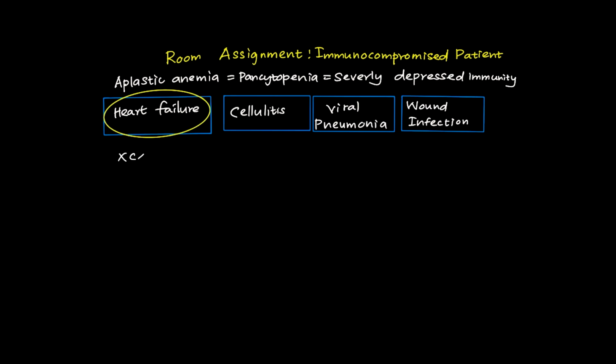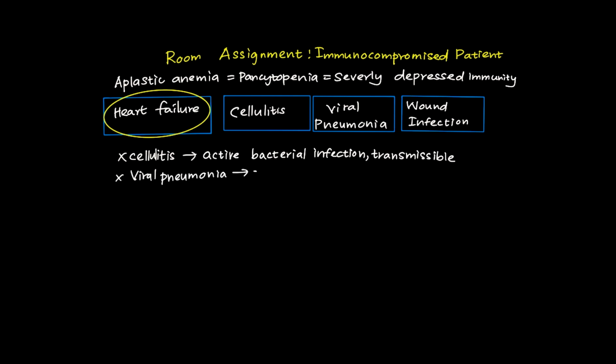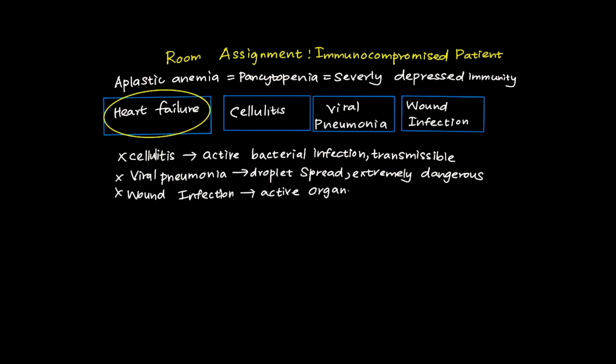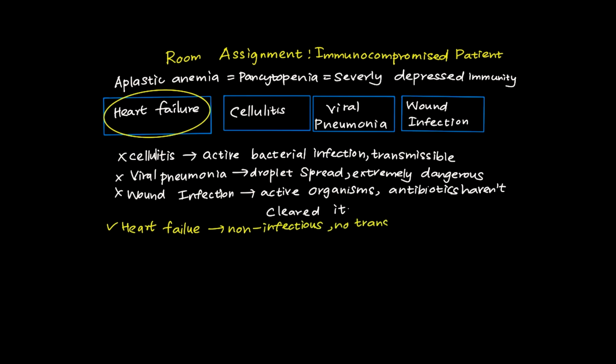Now look at the other options. Bacterial cellulitis is an active skin infection. Bacteria could spread to your immunocompromised patient, even with precautions. Viral pneumonia is a respiratory infection spread through droplets, and putting a neutropenic patient in the same room as someone coughing up virus particles is asking for disaster. A patient on antibiotics for a wound infection still has active organisms. The antibiotics are fighting the infection. They haven't eliminated it yet.